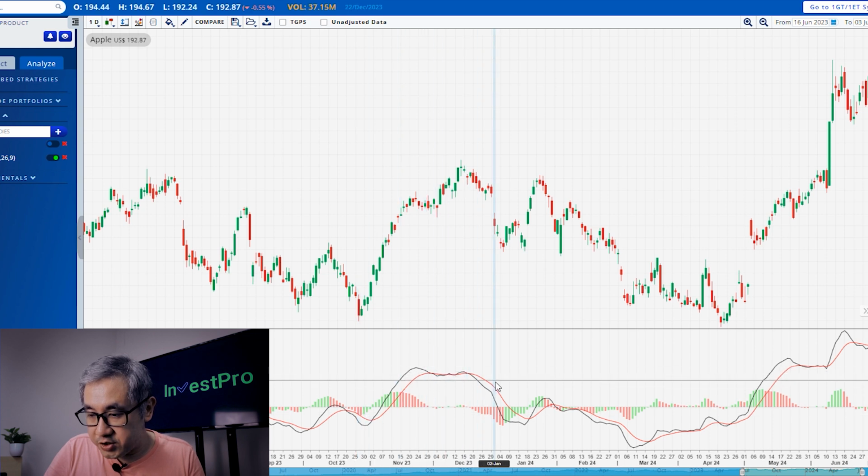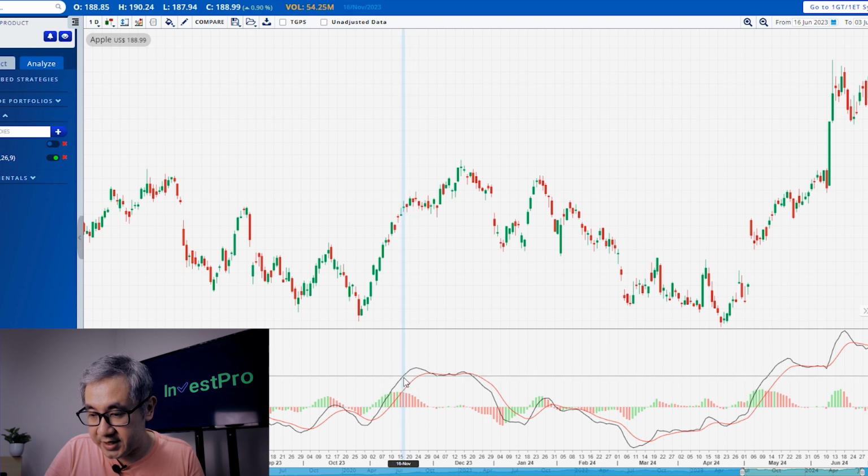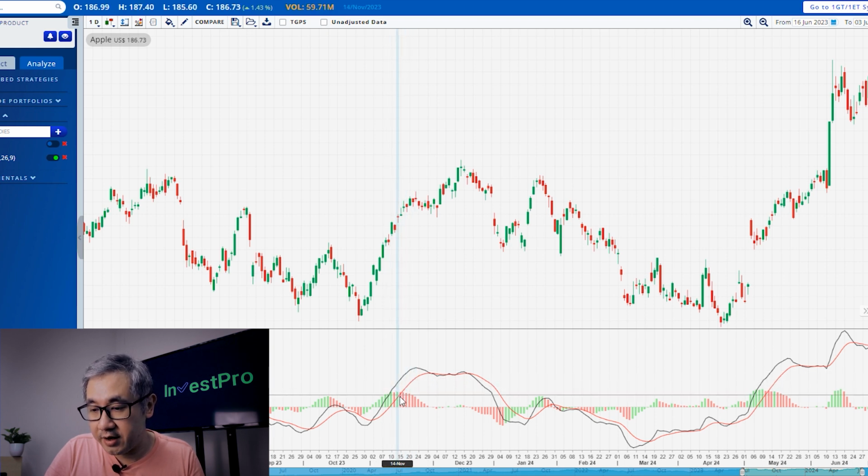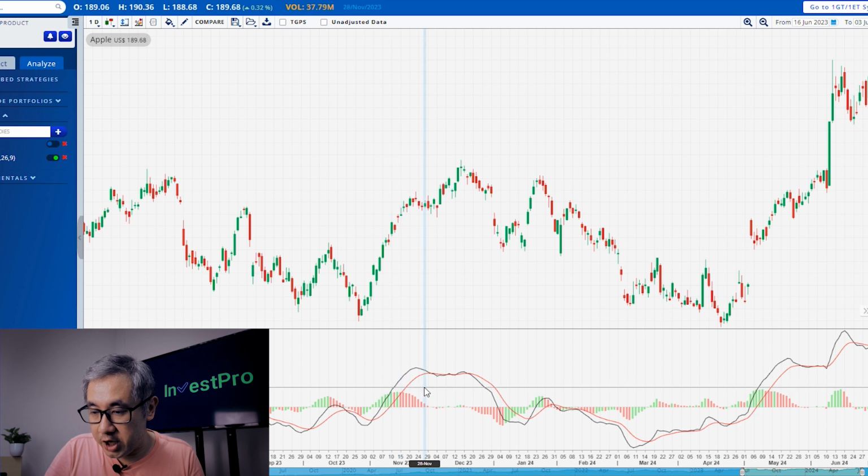There are two lines here, the red color and the black color. The black is the MACD line, and the red color represents the signal line, and there's a histogram as well. But as I mentioned, you can just forget about the histogram for now. So let's focus on these two lines, the black and the red.